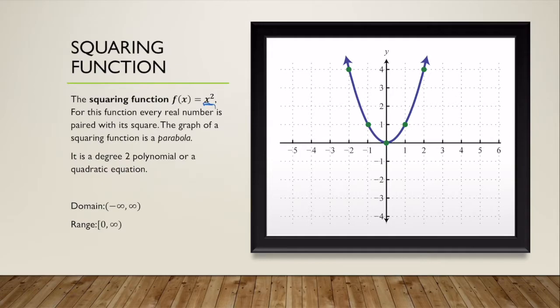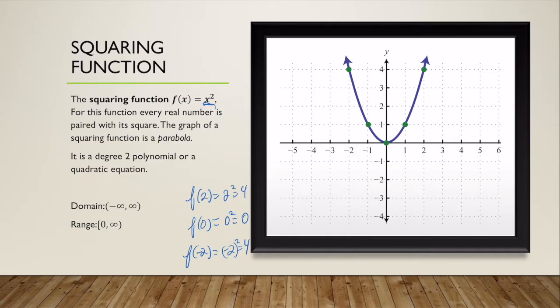And something unique happens when we match every number with its square. If I have f of 2, that's 2 squared, which is 4. If I have f of 0, that's 0 squared, which is 0. If I have f of negative 2, that's negative 2 squared, which is a positive 4. So that means my function's values for this basic squaring function can never be negative.